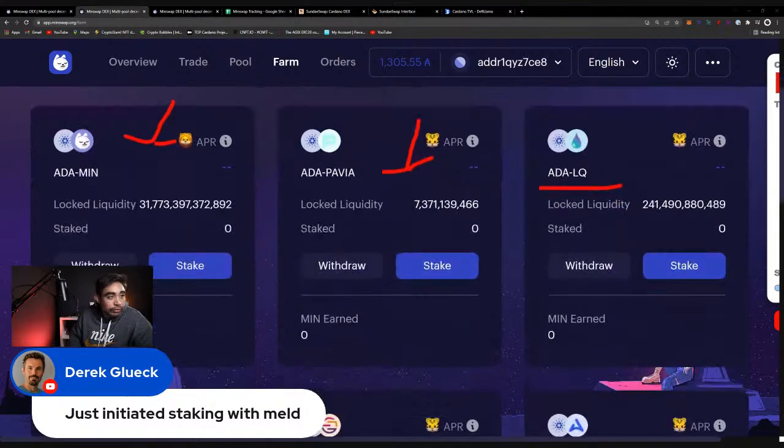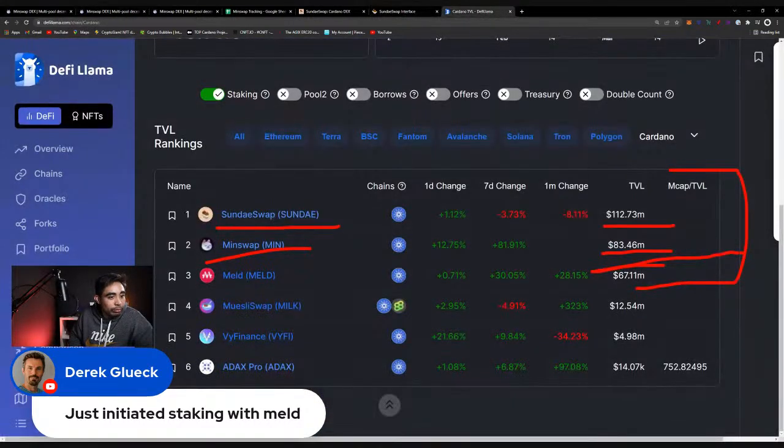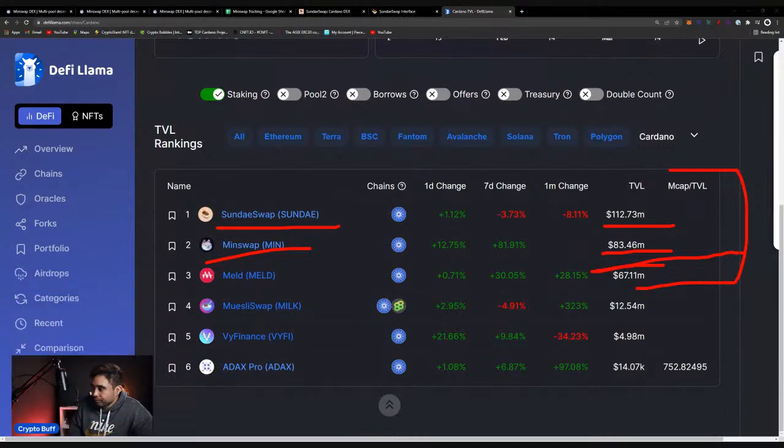Yeah, Meld is definitely a good project. I have high hopes for Meld. Yeah, the ISPO was pretty nice, if you guys were part of it, like myself.